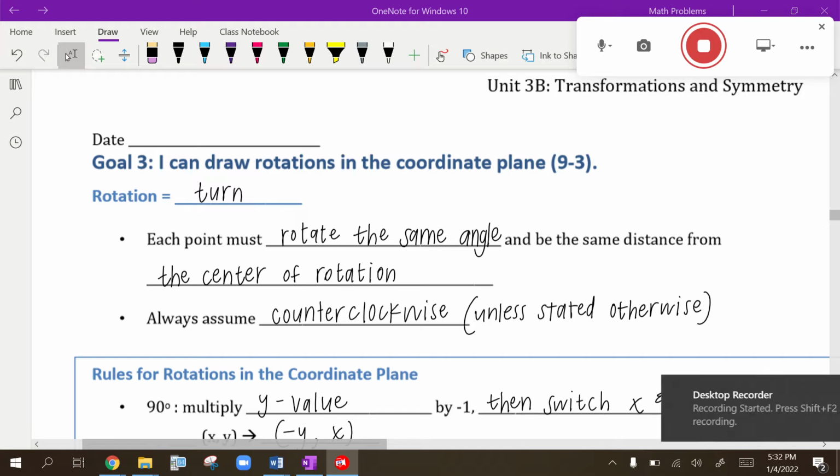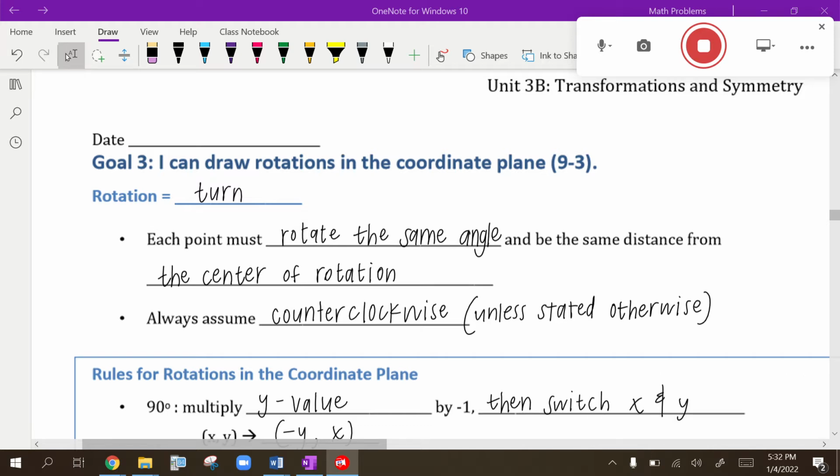Already in this chapter, we've talked about reflections and we've talked about translations. Those are two types of transformations. Now, the last type of congruence transformation is called a rotation. Rotation is like a turn or a spin. Each point has to rotate the same angle and be the same distance from the center of rotation. You want to assume that you're usually rotating counterclockwise unless it's stated otherwise.